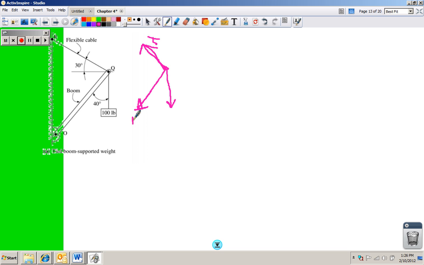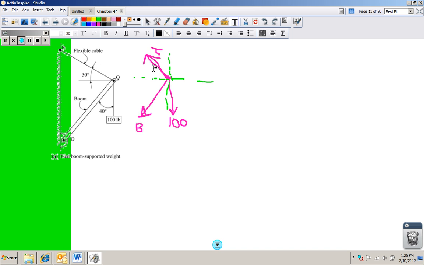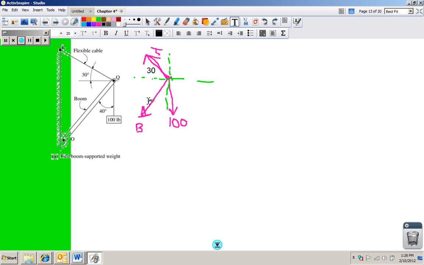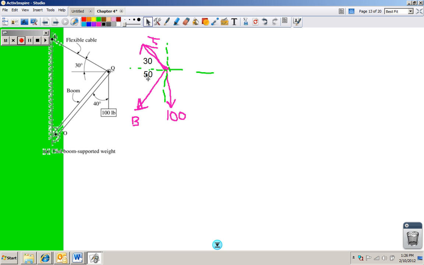Alright, and so we're going to do this. B is a weight that's 100 pounds, just suspended off that string. Now let's draw in our X and Y. We know that this one is at 30 degrees, and this one is going to be at 50 degrees, because this angle was 40 and the overall angle here is 90, so this one has to be 50 degrees. And that 100 is acting straight up and down.